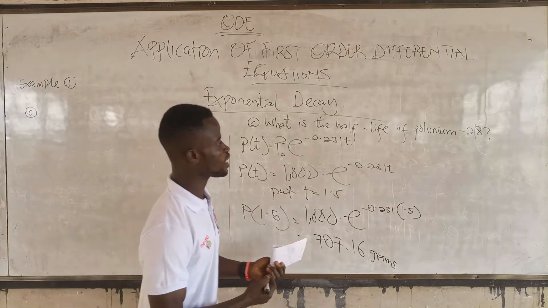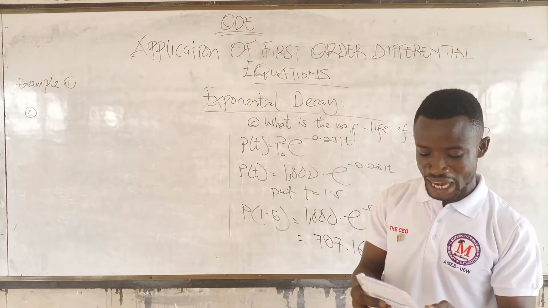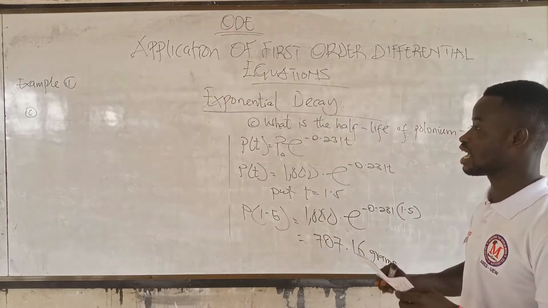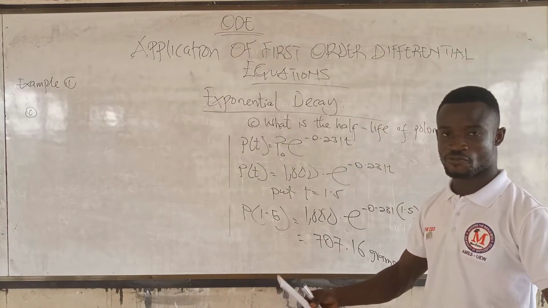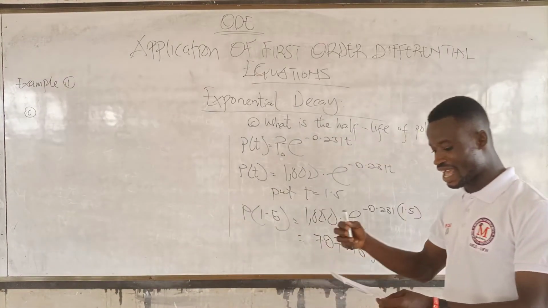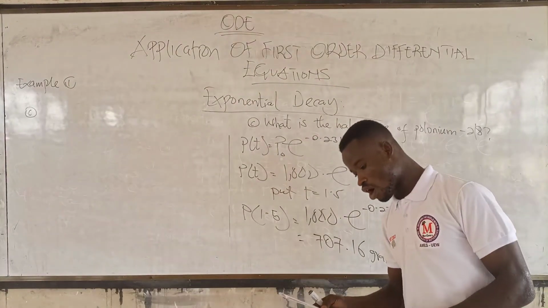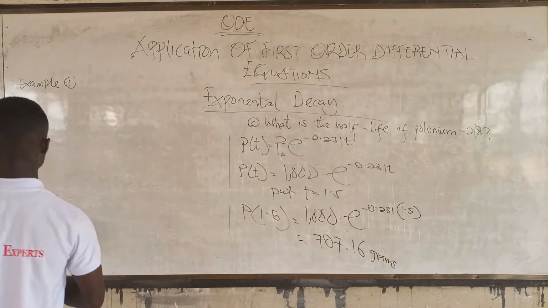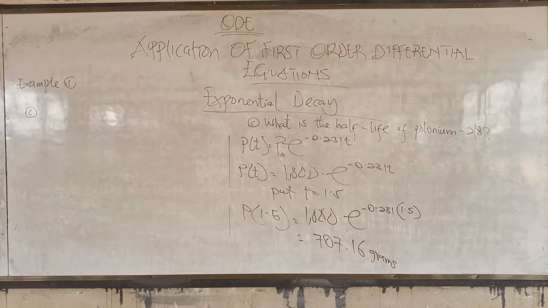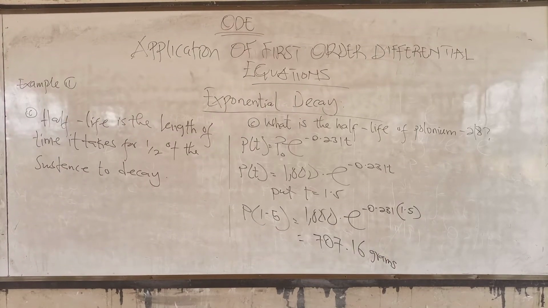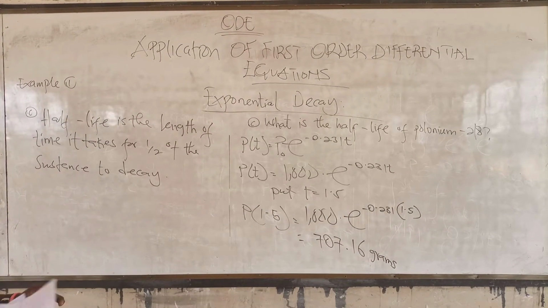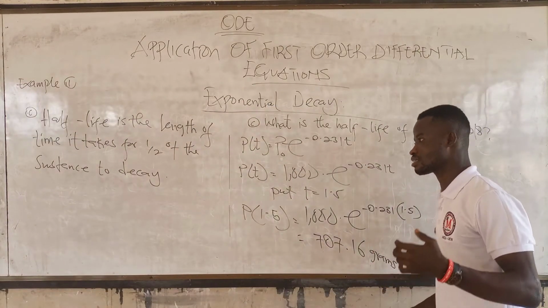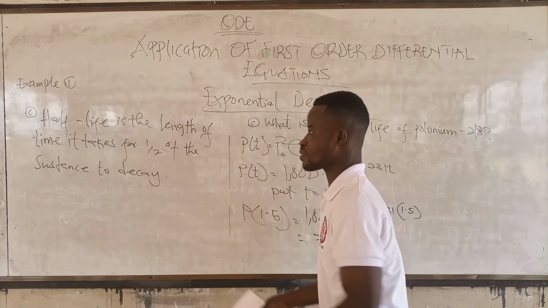When we say half-life, what does it mean? Half-life is the length of time it takes for half of the substance to decay. Hope you are writing. Alright, so in case you couldn't write, that is the half-life. Half-life is the length of time it takes for half of the substance to decay. So this is a general explanation of half-life.